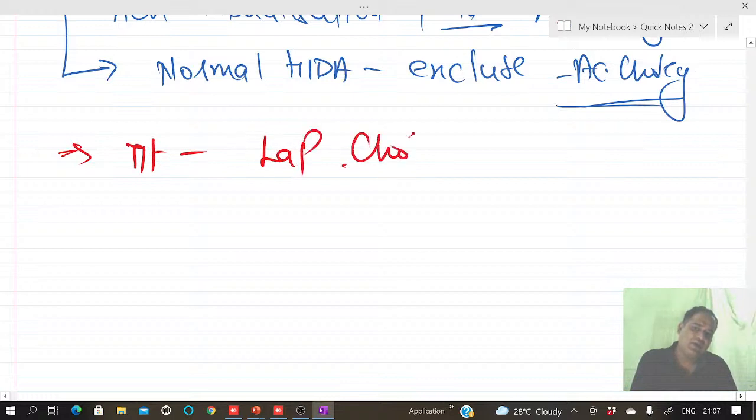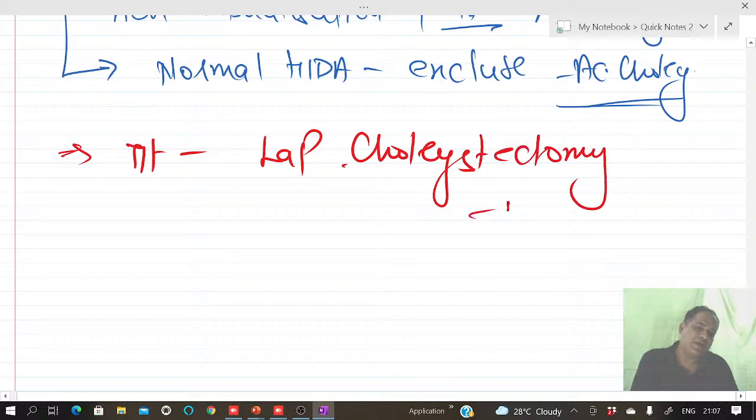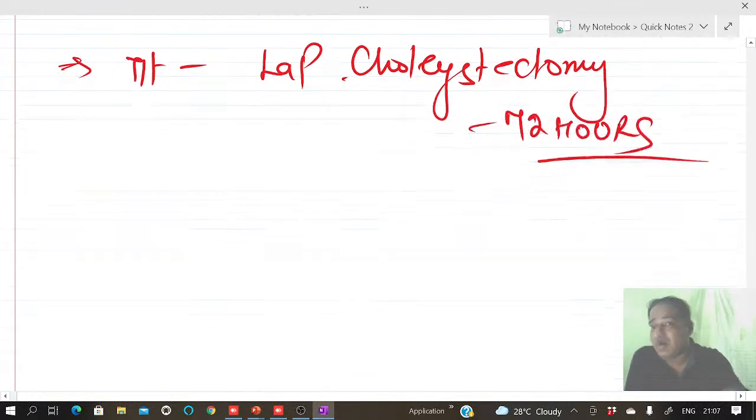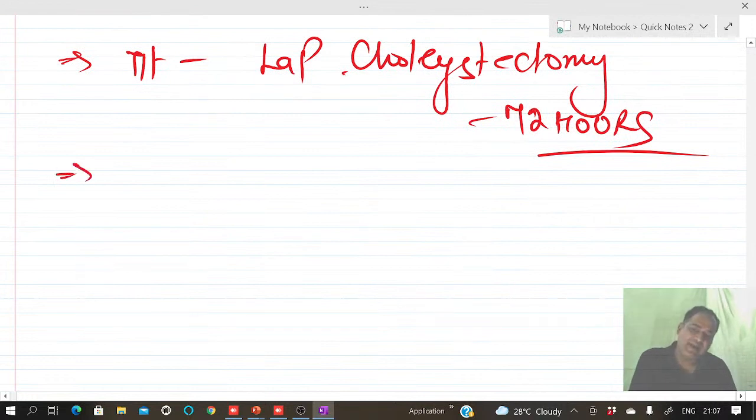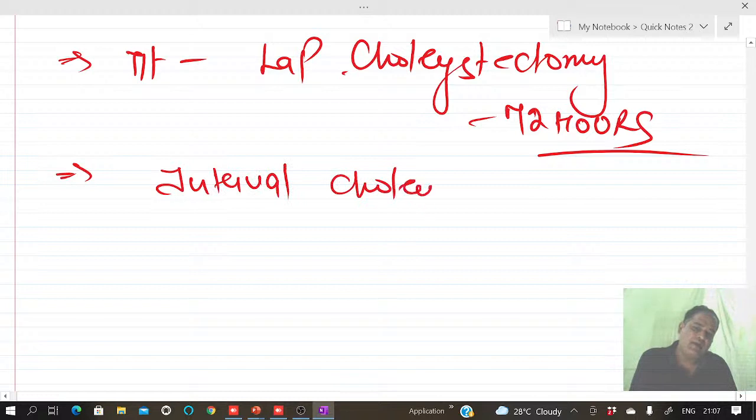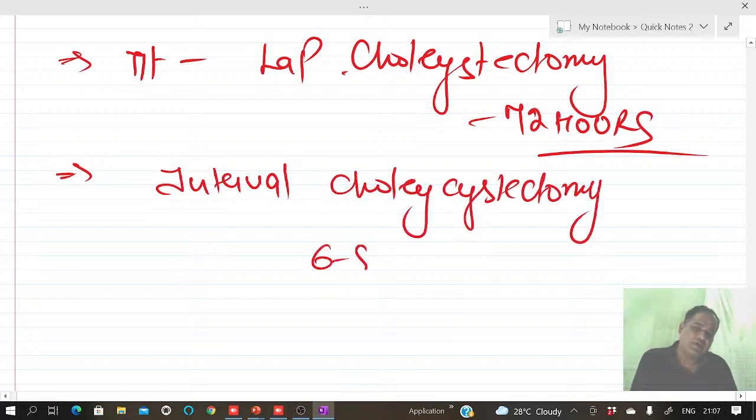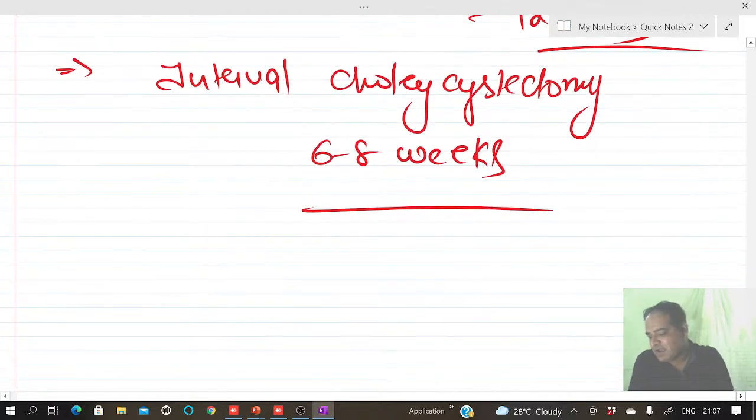Treatment is lap cholecystectomy, laparoscopic cholecystectomy, if your patient presents within 72 hours. If your patient presents after 72 hours, what is the treatment? Interval cholecystectomy, which is done after 6 to 8 weeks.